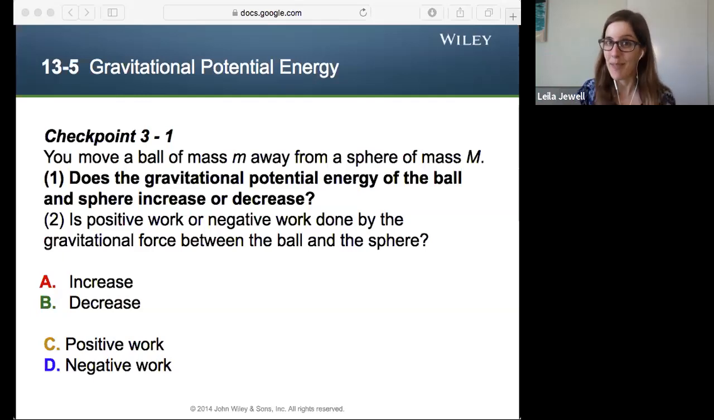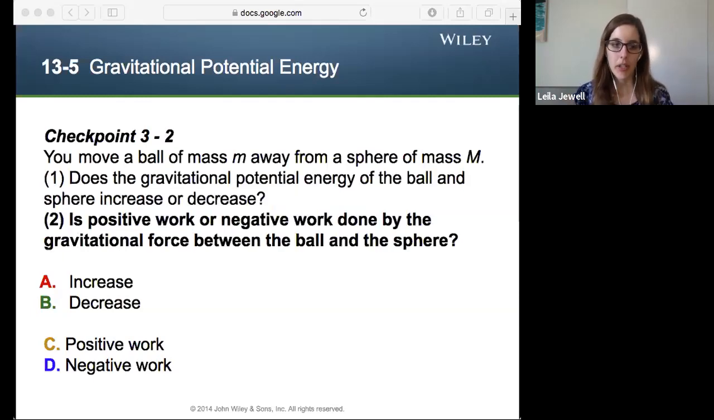Okay, I'm trusting you did that. So let's think about this for a moment. This one gets a little weird. I'm going to suggest we actually start by thinking about question 2, which is a little bit counterintuitive. Usually they set up to go from 1 to 2, but 2 I think is a little easier to conceptualize. It's asking if you're doing positive or negative work as you're moving the balls away from each other.